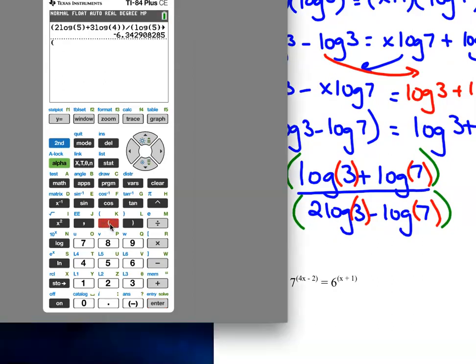All right, so parenthesis log 3, close that off, plus log 7, and then close off the whole numerator, divided by parenthesis 2 log 3, close it off, minus log 7, close it off, and close off the denominator. So we should have 12.11.